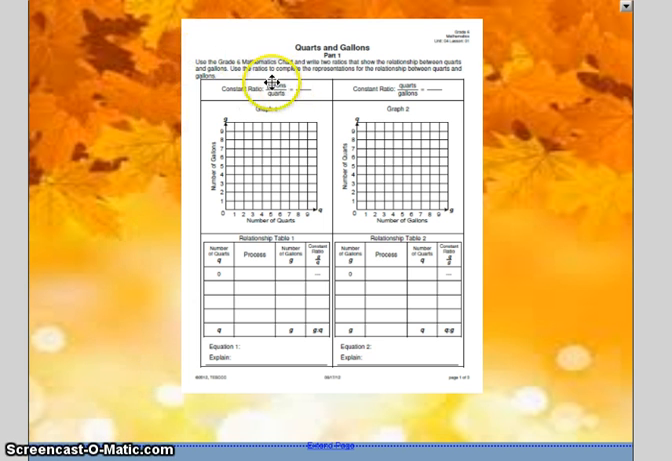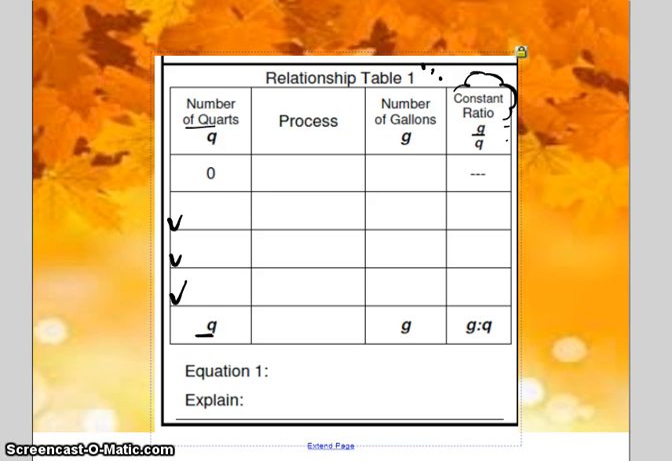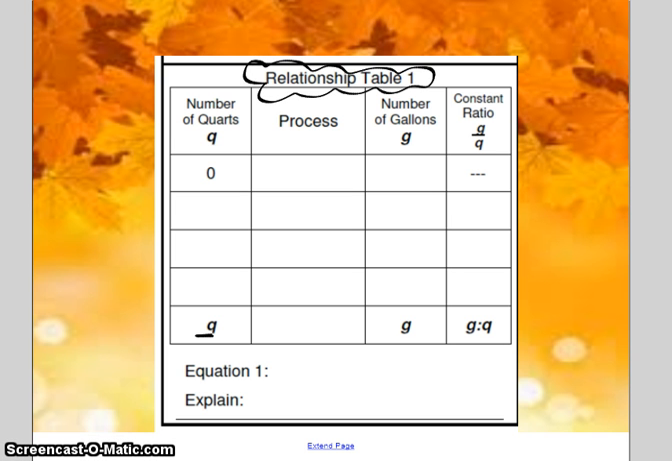More specifically, I need you to pay attention to the ratio that it's actually talking about up here, because this is the ratio that's going to help us fill out our table, which will then help us fill out our graph. Because without filling out the table, I can't fill out my graph. So now we're going to look here at the relationship table. Now, in order for me to fill out this relationship table, I actually have to know what my ratio was.